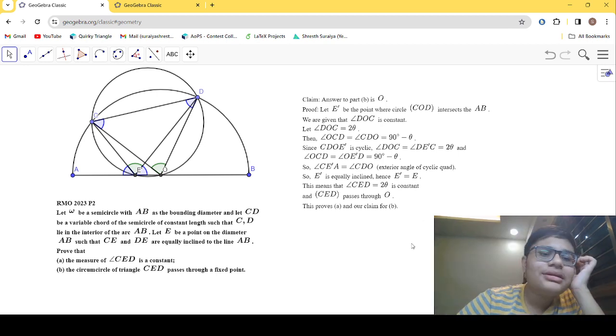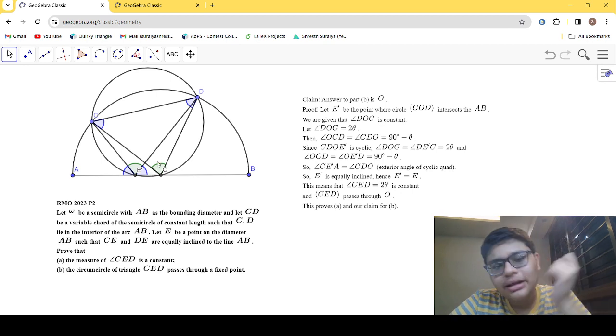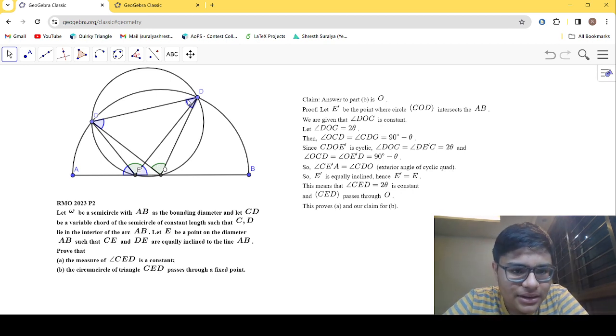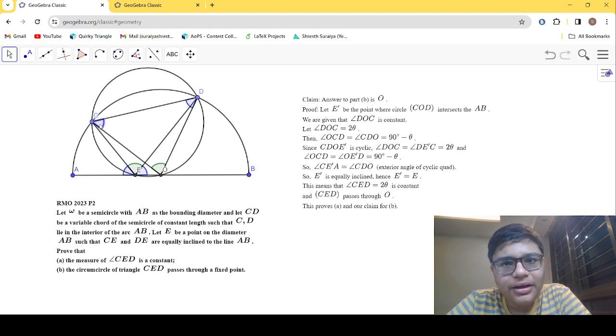And you can just call COD as 2 theta, then this will become 90 minus theta, and this will also become 90 minus theta, right? Because the sum of angles has to be 180 degrees in the triangle, and this will become 2 theta. The green angle is basically 2 theta and the blue angle is 90 minus theta.